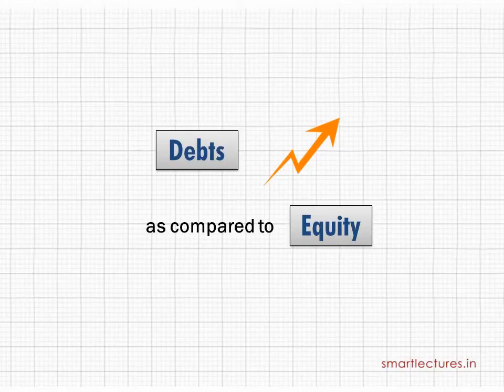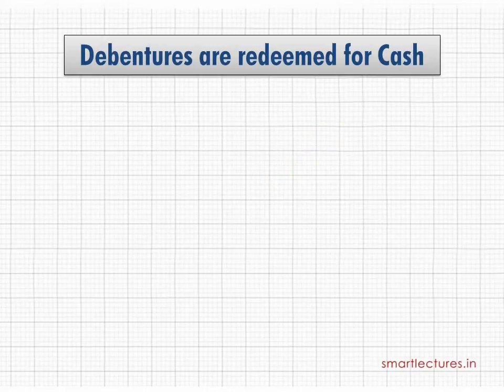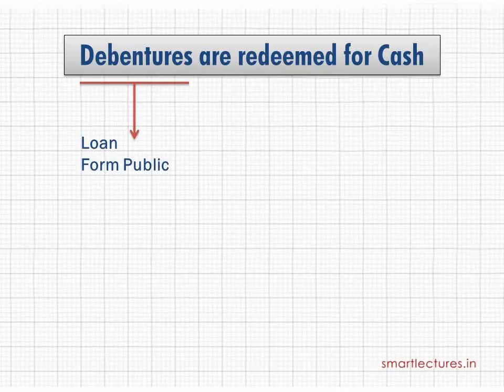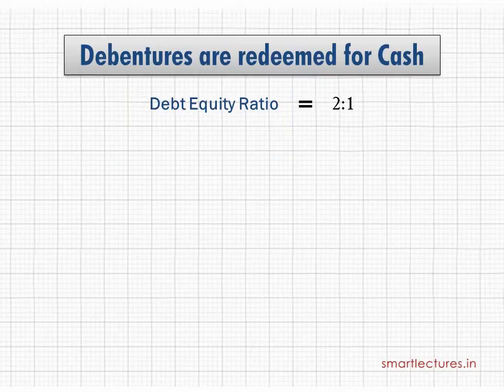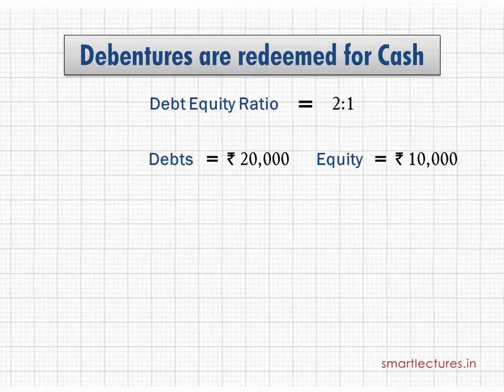Next situation is, suppose debentures are redeemed for cash. Debentures means the company has taken a loan from the public and the company has repaid its loan. Debentures mean long-term loans from the public. So what will be the effect on debt equity ratio? The best way is you take an assumption. Suppose the original debt equity ratio is 2:1. Debts are rupees 20,000 and equity is rupees 10,000 and the loan is repaid.